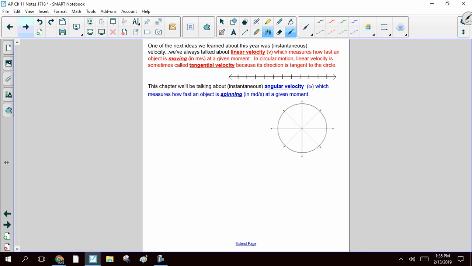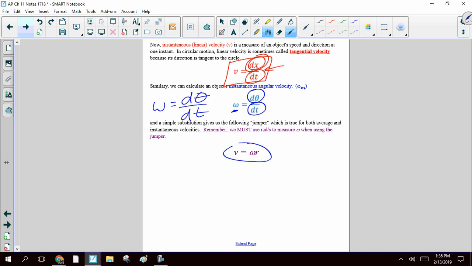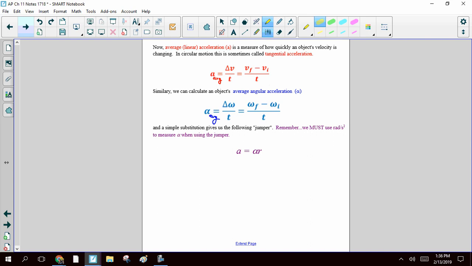All right, so we talked about linear velocity and tangential velocity. In terms of calculus, we know that velocity is the derivative with respect to time of position, right? It tells you how quickly your position changes with respect to time. So by the same argument, angular velocity tells you how quickly your angular position changes with respect to time. So if you can't read that weird font there, it says angular velocity is the derivative of theta with respect to time. Okay? And once again, you still have that same jumper equation we've been using.